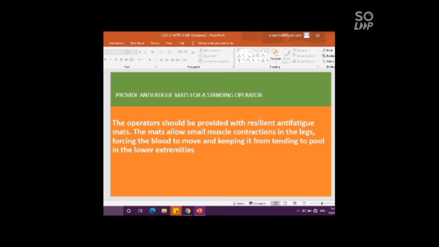Standing for extended periods on a cement floor is fatiguing. When we say fatigue, it means tiring efforts or activity that causes tiredness or weariness. The operators should be provided with resilient anti-fatigue mats. The mats allow small muscle contraction in the legs, forcing the blood to move and keeping it from tending to pool in the lower extremities.